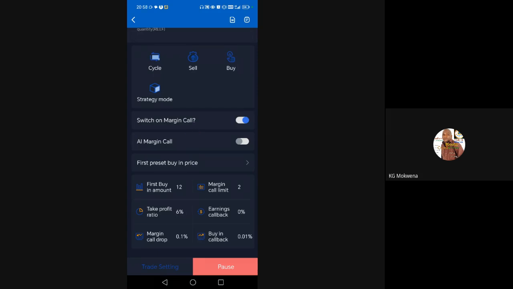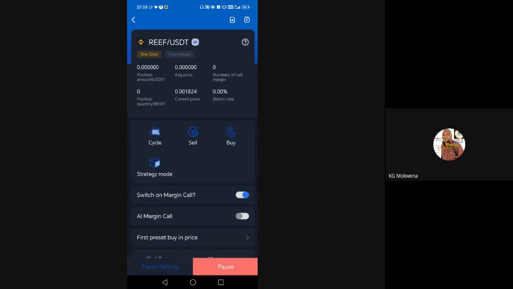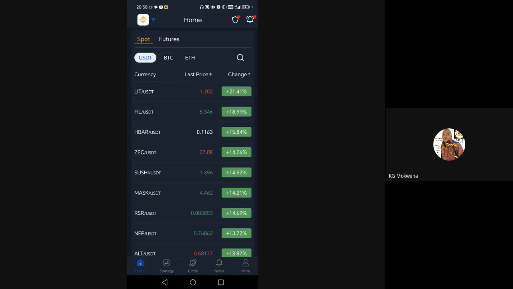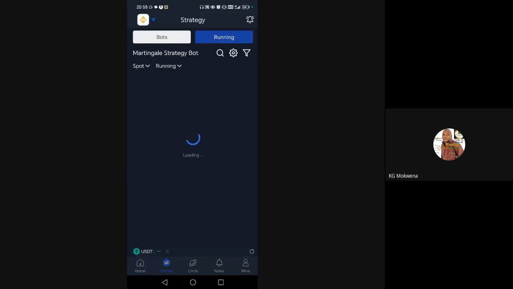When you see a pause like this, it means the strategy is running. So if you go upwards, you may see the transaction has been taken. If not as yet, let's come out of the page. We'll see it on the other side. Come out again, one step backward, and then click on strategy at the bottom. That is where your strategies are.